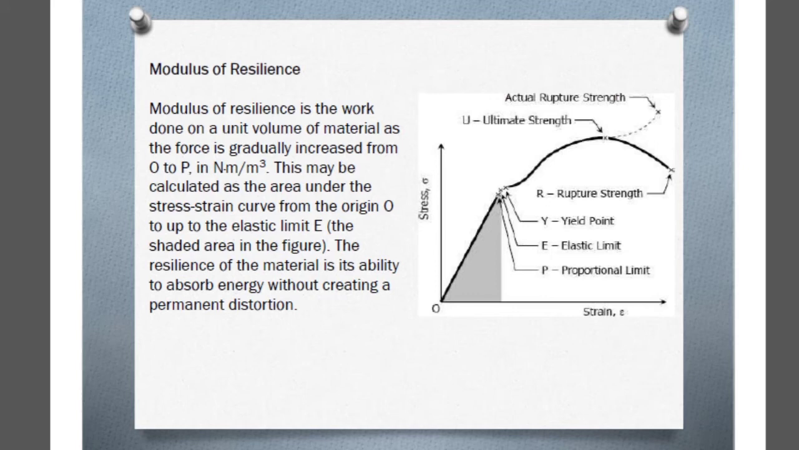What is the modulus of resilience? The modulus of resilience is the work done on a unit volume of material as the force is gradually increased from O to P. Yung unit nito ay Newton meter per cubic meter. This may be calculated as the area under the stress strain curve from the origin up to the elastic limit, E. The shaded area in the figure is the resilience of the material. It is the ability to absorb energy without creating a permanent distortion. The shaded area here from point O to point E is the modulus of resilience.